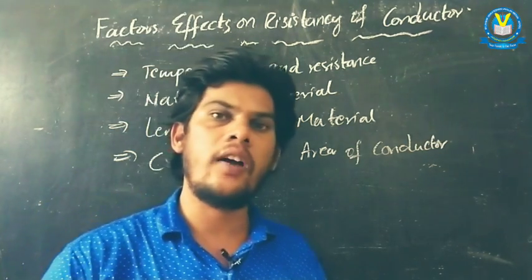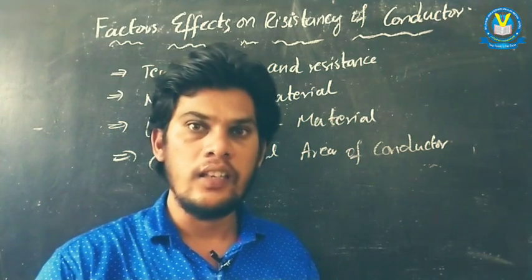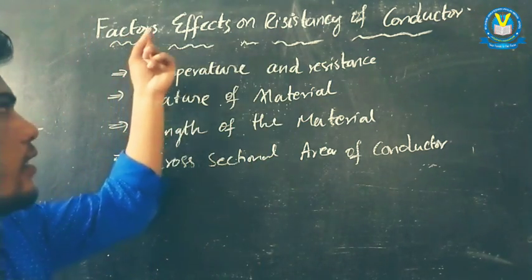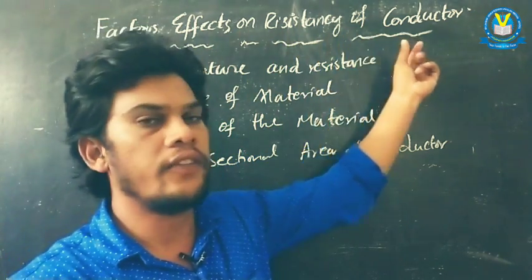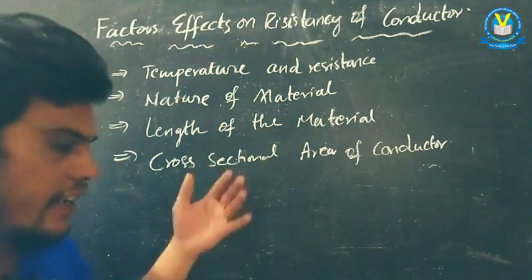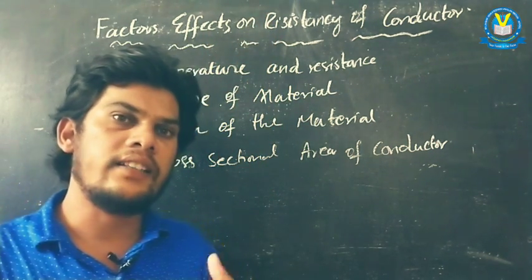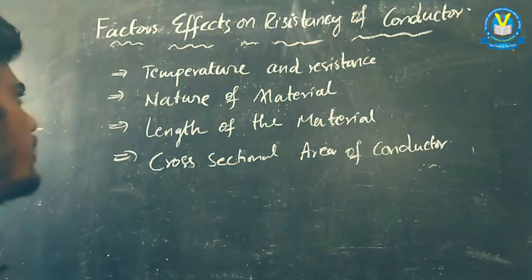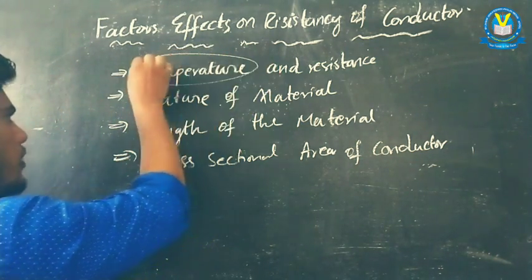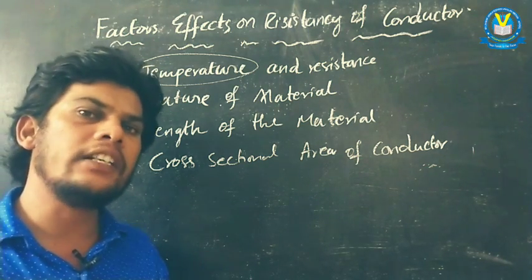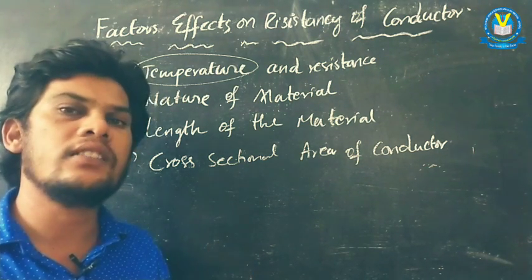The resistance of any conductor is influenced by some factors. The factors that affect the resistance of a conductor are four, and the resistance of the conductor depends on these four factors. The first factor is temperature. By depending upon the temperature, the resistance is affected.